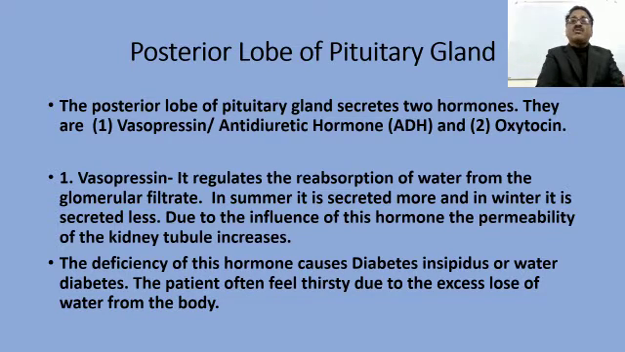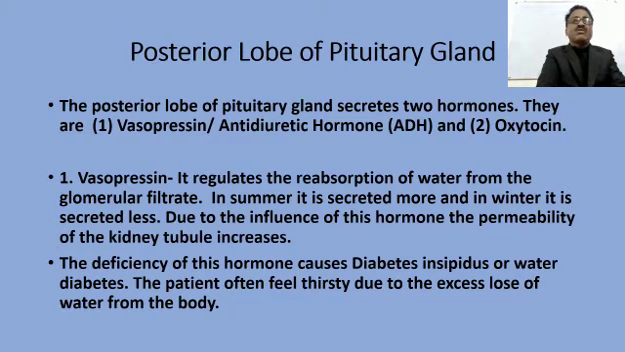We have studied vasopressin in the chapter on endocrine glands. It regulates the reabsorption of water from the glomerular filtrate. In summer, it is secreted more, and in winter, it is secreted less. Due to the influence of this hormone, the permeability of the kidney tubule increases. That means during the summer, the water loss from the body is high due to perspiration.